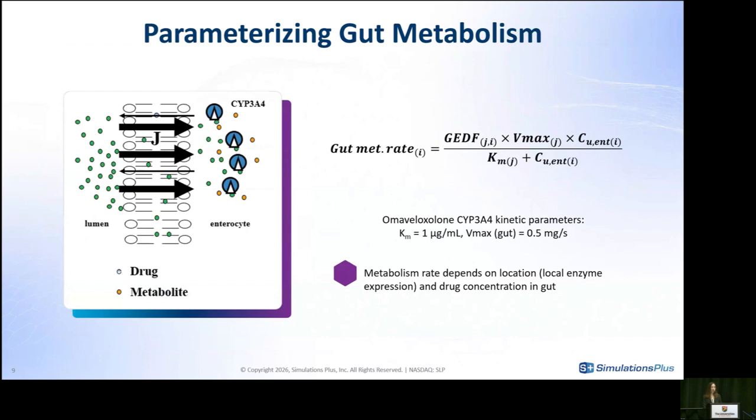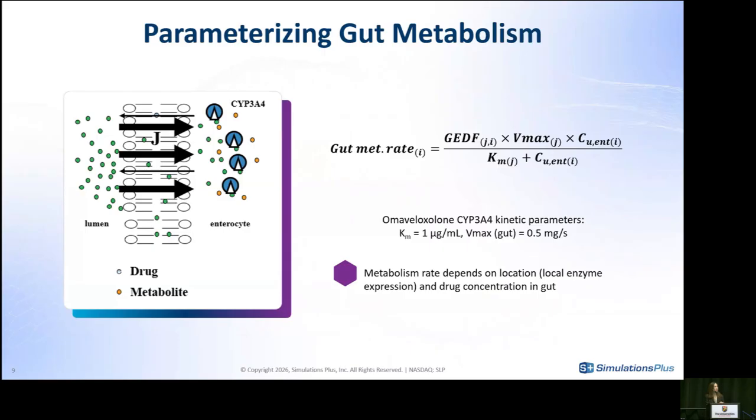The other thing that was important here was parameterizing the gut metabolism. So we had to parameterize the gut metabolism rate. So once these drug particles were dissolved and in solution and they reached the GI enterocyte, we needed to characterize the rate of metabolism. This was accomplished using the gut enzyme distribution factor. This is just the relative abundance of the CYP3A4 enzyme in different parts of the gut.